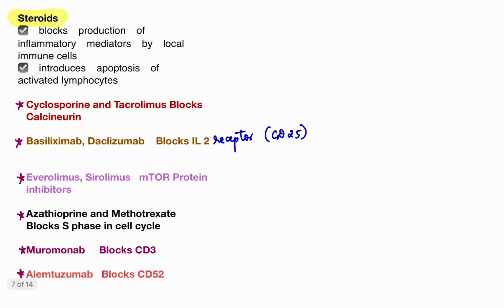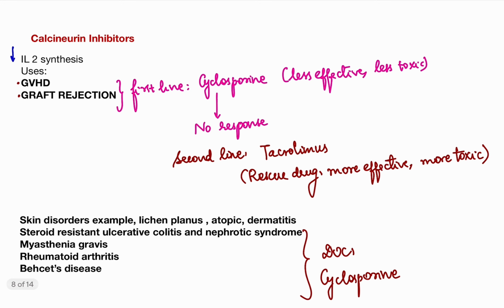First, let's learn about the calcineurin inhibitors, which are cyclosporin and tacrolimus. What do these calcineurin inhibitors do? They decrease interleukin-2 synthesis. Where are they used? They are used in graft versus host disease and in graft rejection. The first-line drug used is cyclosporin. If there is no response to cyclosporin, the second-line drug is tacrolimus.